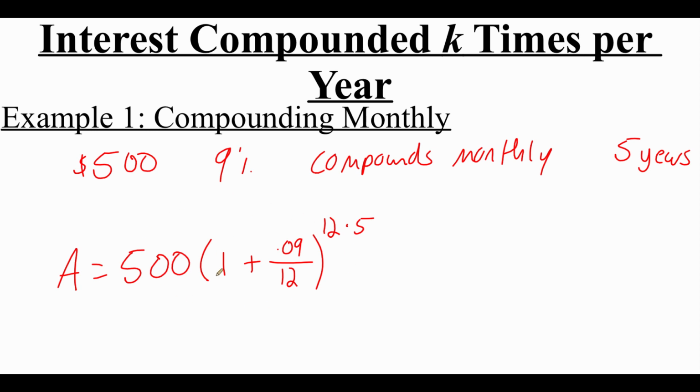Now if I take all of this and type it into my calculator, I should get 782.84. So after 5 years, we have $782.84.